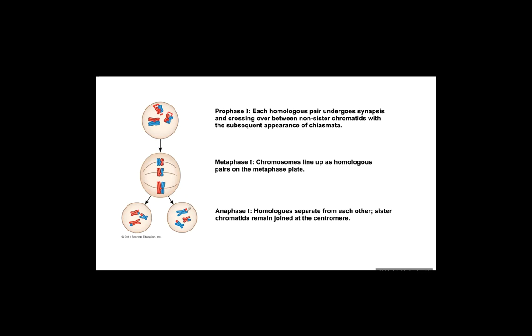In anaphase one, homologous chromosomes separate from each other. But when you look at each chromosome, the two sister chromatids still remain joined at the centromere. Can you see why each chromosome has some mosaic color? Because the crossing over occurred during prophase one. That crossing over, or chiasma, continues through metaphase and anaphase.